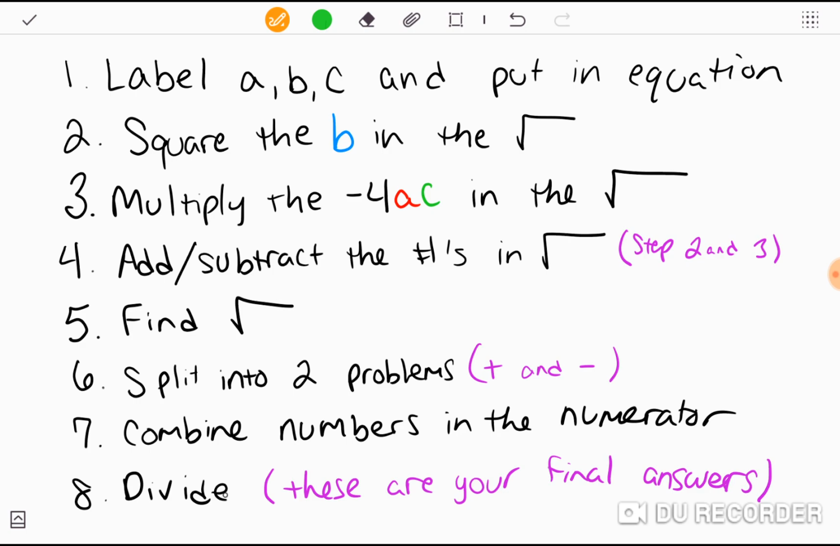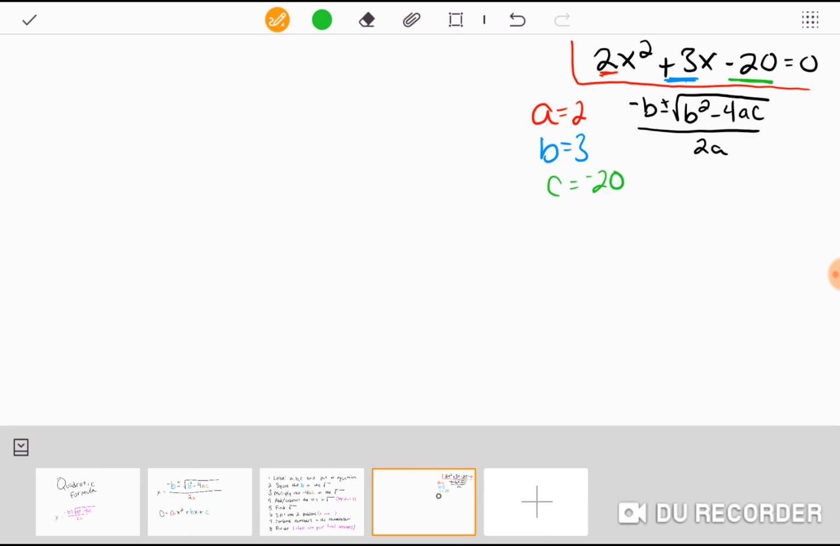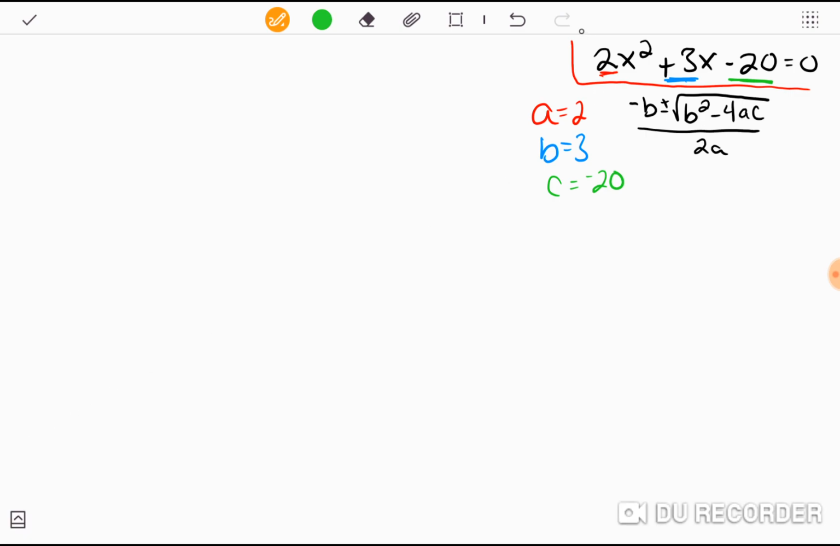You divide whatever that 2a is. So let's do a problem. What I did is I already labeled my A, B, and C, and I underlined the numbers so you can see where I got those values from.